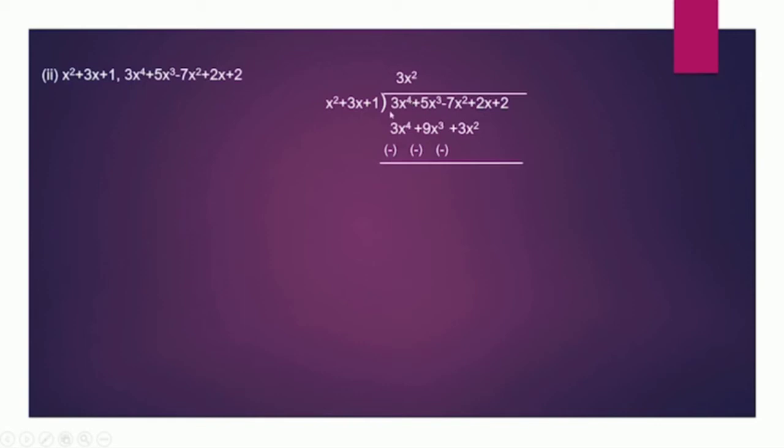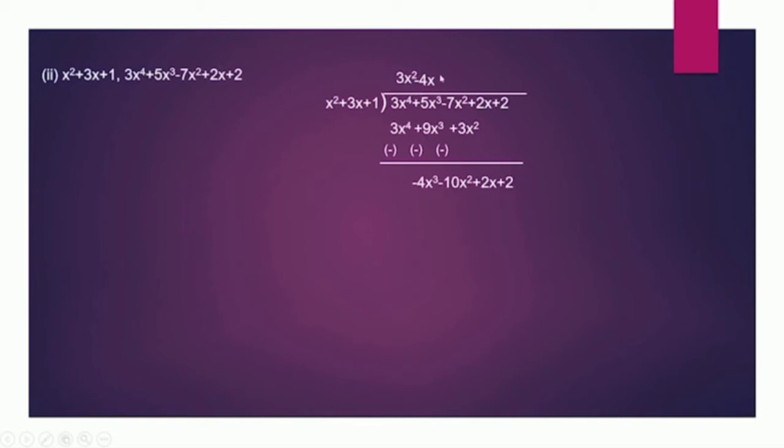Now after subtracting, 3x to the power 4 minus 3x to the power 4 is 0, and 5x cube minus 9x cube, we will get minus 4x cube, and minus 7x square minus 3x square, we will get minus 10x square, and plus 2x plus 2, we can write as it is. Now again when we divide this minus 4x cube by x square, we will get minus 4x here.